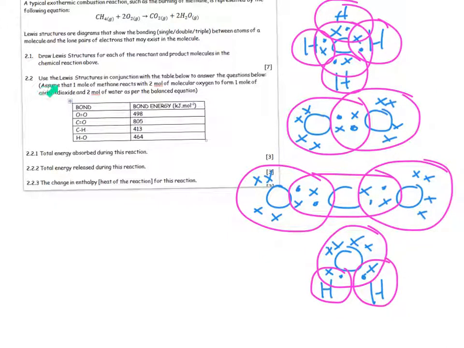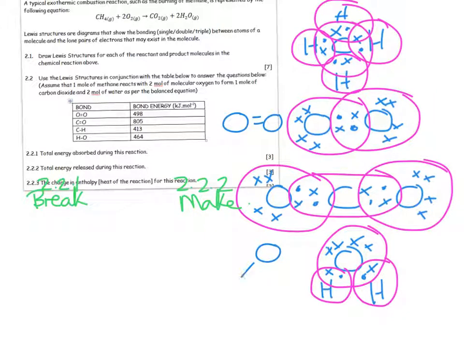Then, use Lewis structures in conjunction with the table below to answer the questions. So total energy absorbed is going to be when I break bonds. So let's look at the breaking of the bonds, and that's 2.2.1, and 2.2.2 is going to be the energy to make new bonds. I do know that I have got 2 of these oxygens over here, so it's O double bond O over there, and I've got 2 of the waters as well, so I need to keep that in mind. Then I am going to say the following.